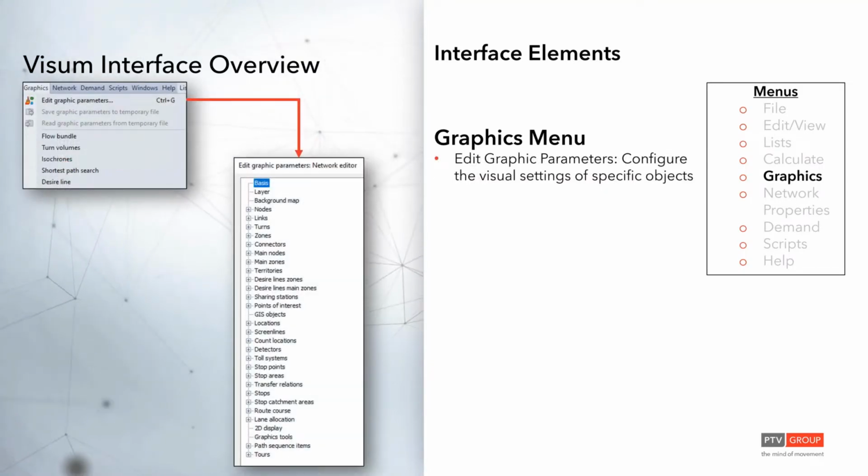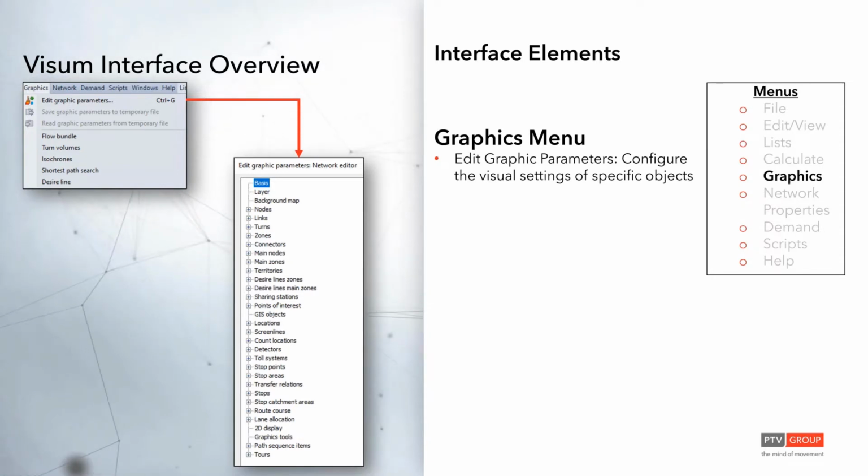This is what it looks like if you hit Control G, or if you enter the graphics parameters menu. You can see that each of the objects that we have in the network has its own graphic parameter settings. So you can think of them as different layers, and then you can configure what those layers look like in the Zoom independently of each other.